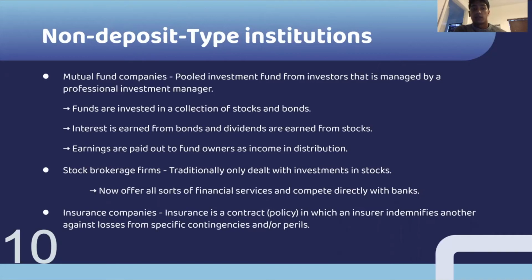And secondly, we have stock brokerage firms. Traditionally, they only invested in stocks, but now they compete with commercial banks and offer very similar services like banks, including credit cards, loans, and almost anything else you can think of. And lastly, we have insurance companies. This is also another type of non-deposit type institution where they create a contract between the client and themselves, and they guarantee payments against losses from specific contingencies or perils.